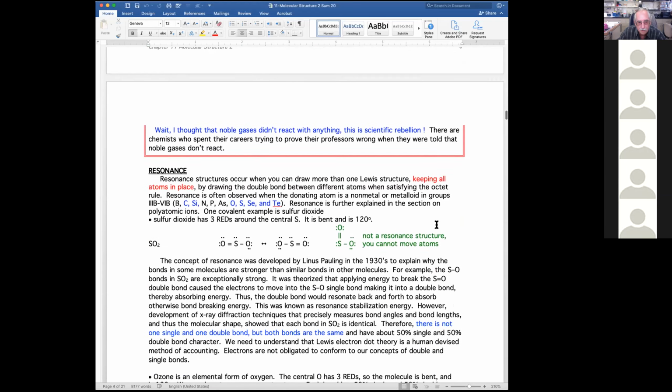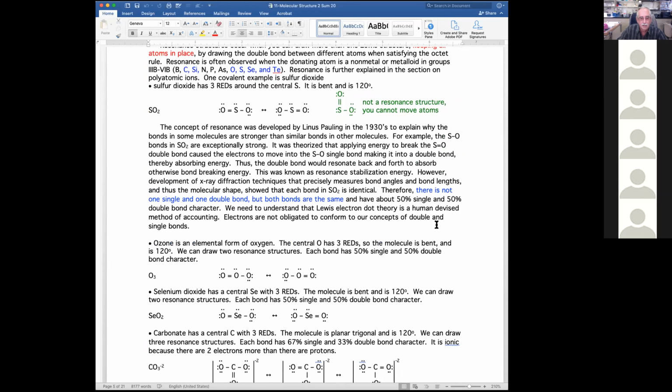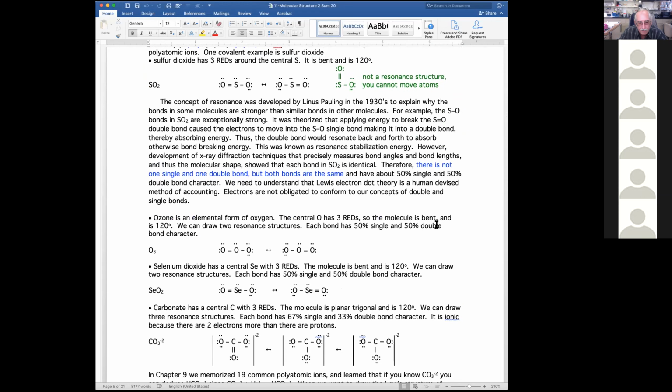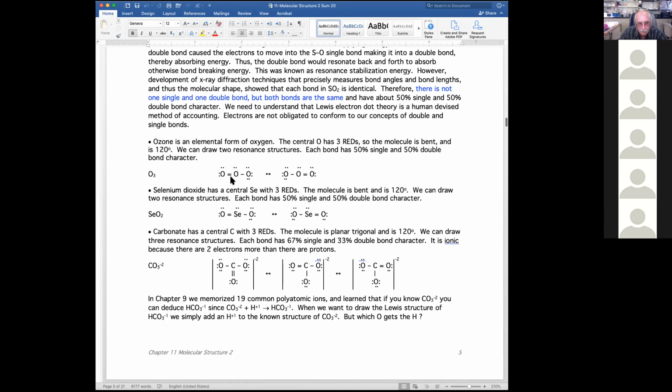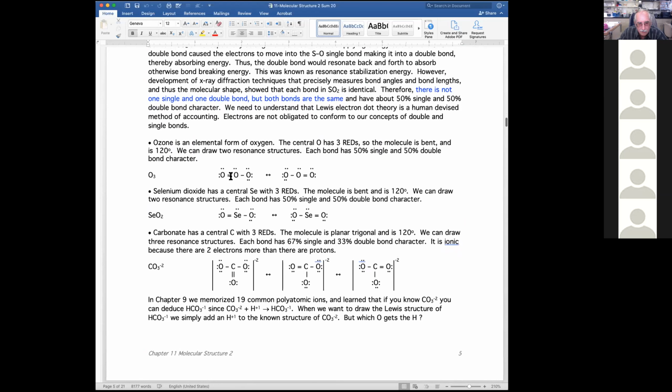Okay, so in resonance, you guys okay with resonance? Looking at ozone. Before, I made this double bond over here, and the electrons are over here. The only reason I made that double bond is so that the central atom would have 8 dots around it. But I could have made the double bond here, or I could have made the double bond here. So without moving the atoms around, I got 2 places where I could put the double bond, so therefore I have 2 resonance structures.